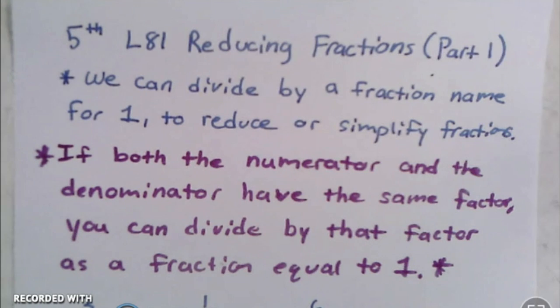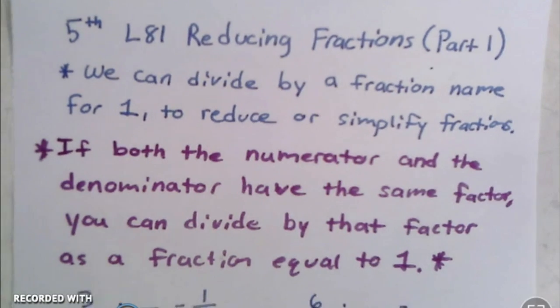We can divide by a fraction named for 1 to reduce or simplify fractions. So we've already multiplied by a fraction named for 1. Now we're going to divide by them. So if both the numerator and the denominator have the same factor, you can divide by that factor as a fraction to equal 1.